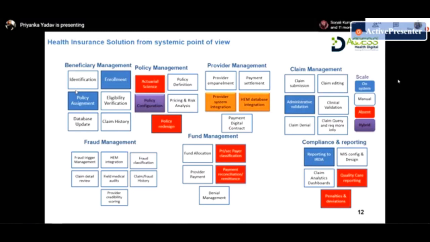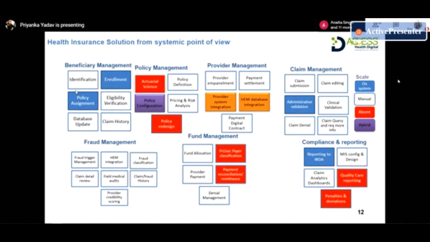Some states took their RSBY data, some states took the census data, and then they made an effort to correlate and see that all the RSBY beneficiaries are covered under the same data. That census data also had identification details like ration card number that proves that the person is below poverty line. So this is how they identified beneficiaries.